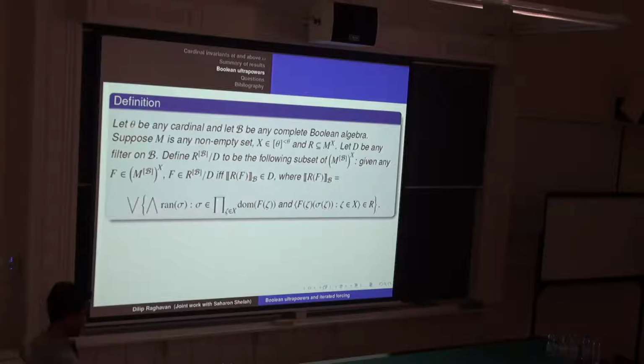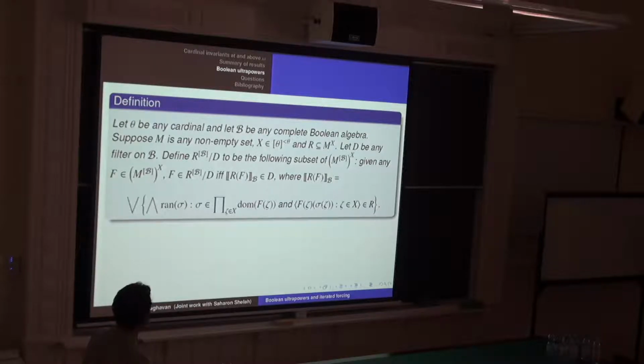So for every zeta in x, I can pick one element from all these maximal antichains, and I ask, does this sequence belong to the original relation? You see, this makes sense because this is now a function from x into m. Zeta is in x, so f zeta is in m to the b. So the domain of f zeta is a maximal antichain, and f zeta is a function from this maximal antichain into m. So if you give me a sigma of zeta which belongs to this maximal antichain, this is now an element of m. F of zeta, sigma zeta is some element of m.